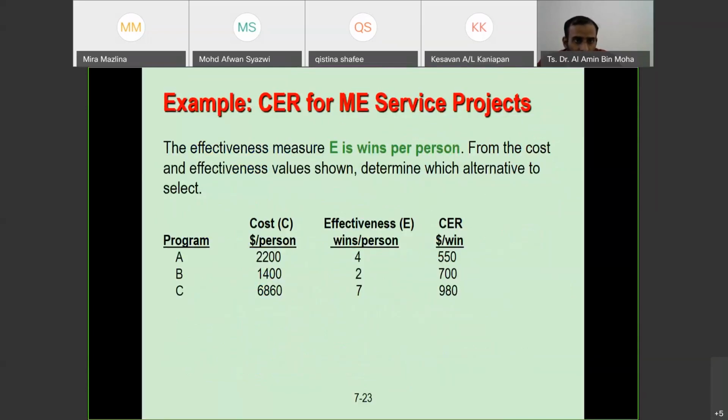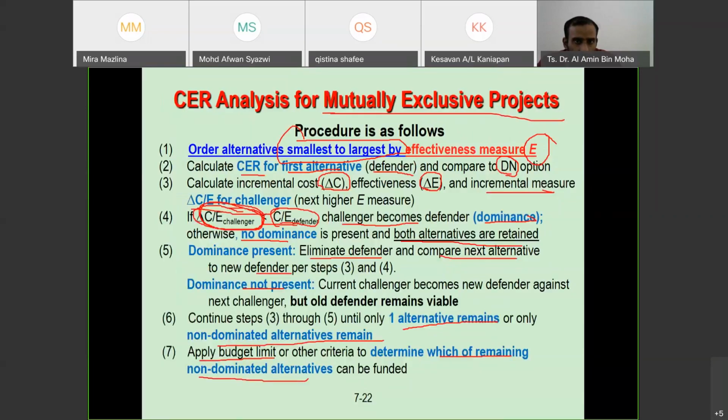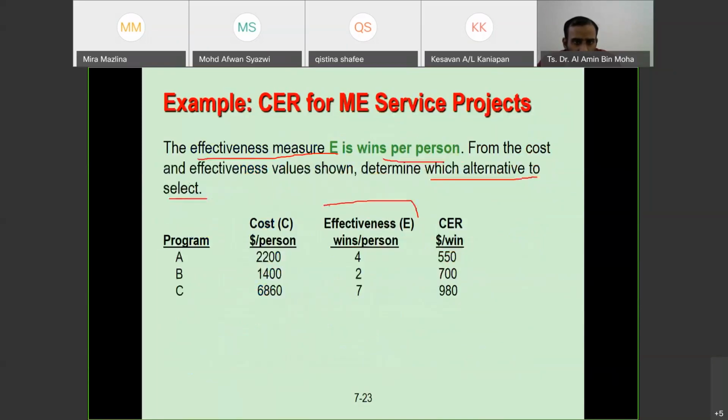The effectiveness measure E is wins per person. From the cost and effectiveness values shown, determine which alternative to select. So E is wins per person, and we are going to use this. First, what you need to do is order the alternatives smallest to largest by E. Using this, so we need to re-rank. This is smaller, this is number 2, this is number 3. So we need to re-rank them: B, A, C.